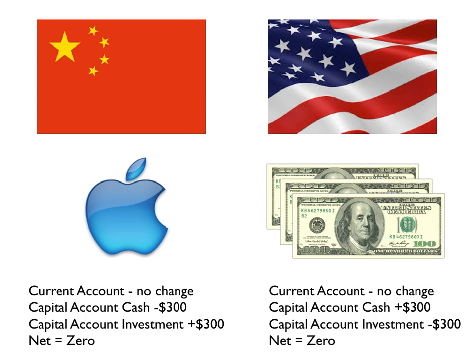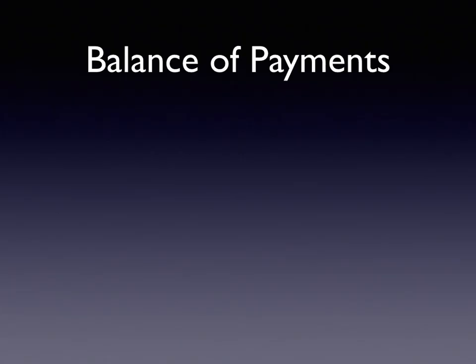So the capital account would have an increase of cash of 300, but your capital account for investment would decline by 300. So think of these individuals trading between each other and what happens to their own accounting, and then expand that out and think about the whole country, what's happening there.